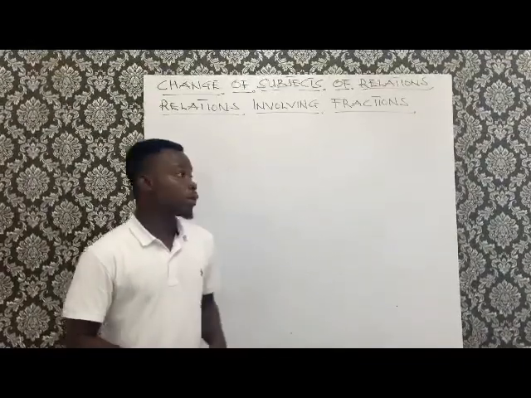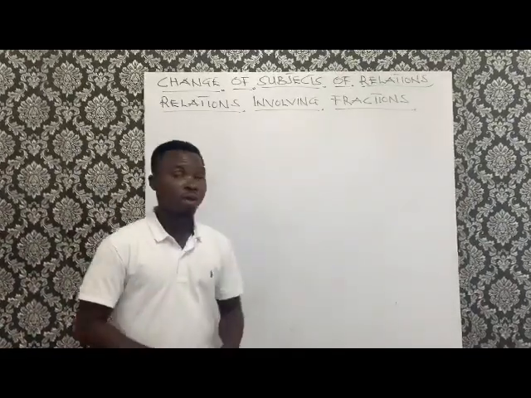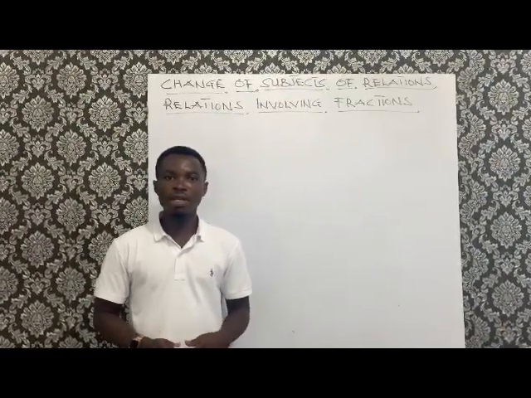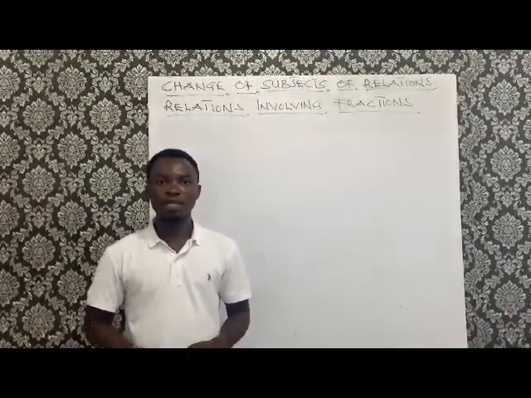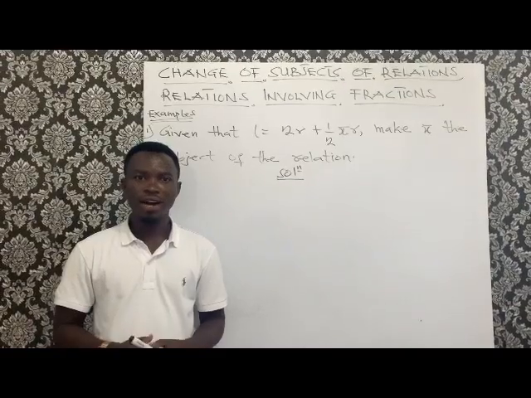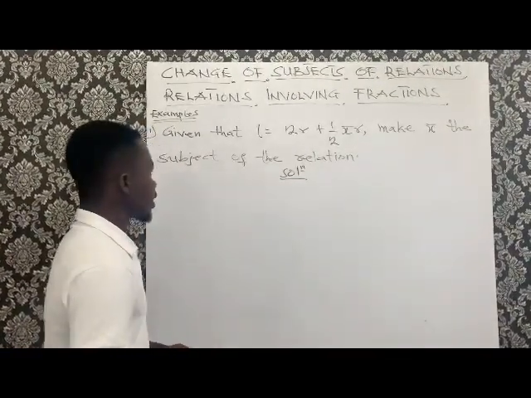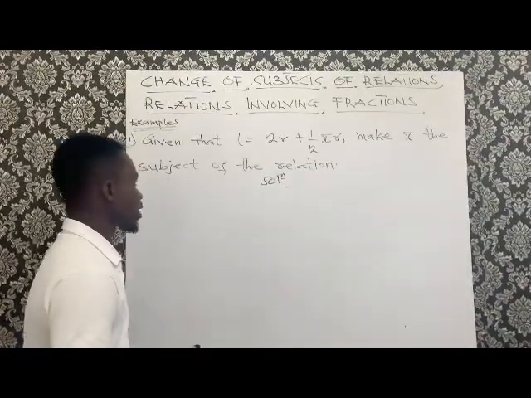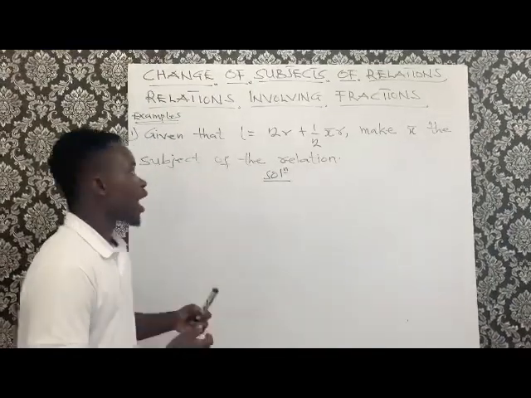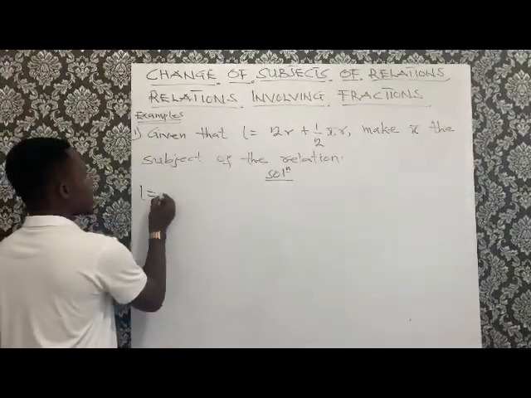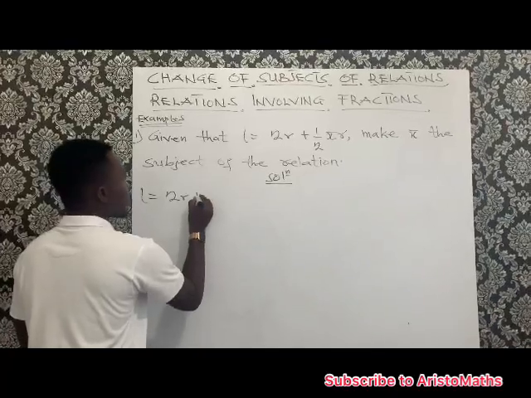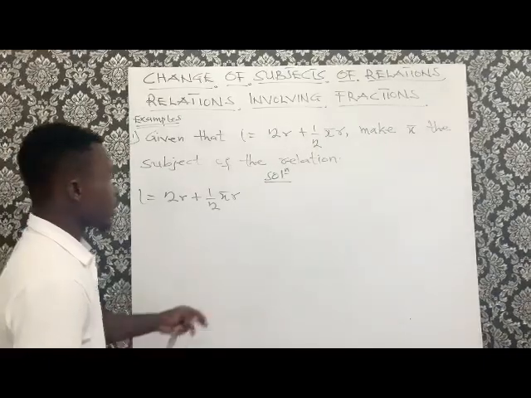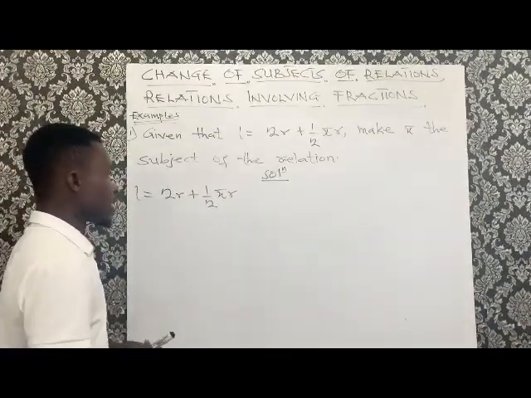Now let's move on to relations involving fractions. Whenever we have any relation involving fractions, we first multiply each term in the relation by the LCM of the denominators. Now let's take our first example. Given that L equals 2R plus 1 over 2 power R, make power the subject of the relation. Our given relation is L equals 2R plus 1 over 2 power R. We are to make power the subject of this relation.